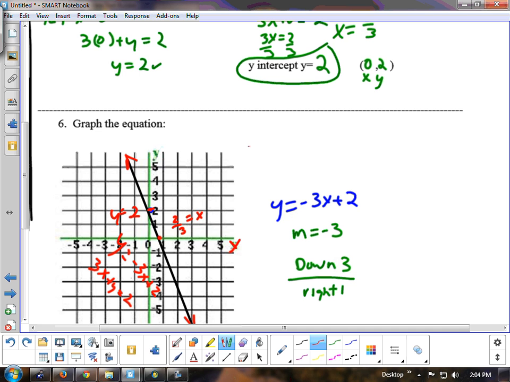Make sure your axes are labeled, your arrowheads are at the end of your axes, and you're on your way. So please make sure you know how to do this. Pause the video, go back, and you'll do well.